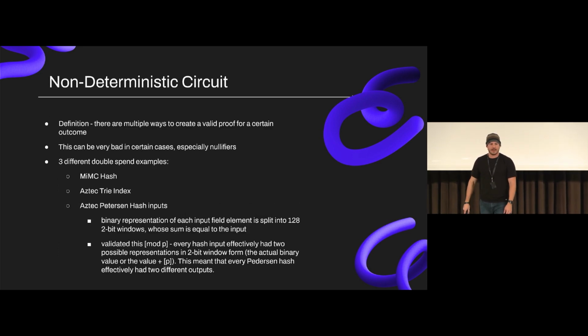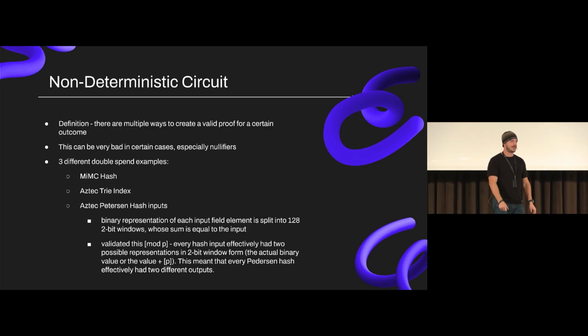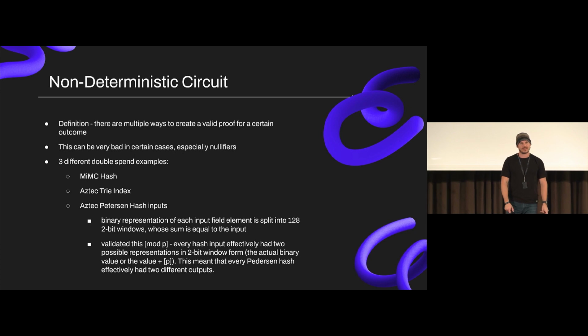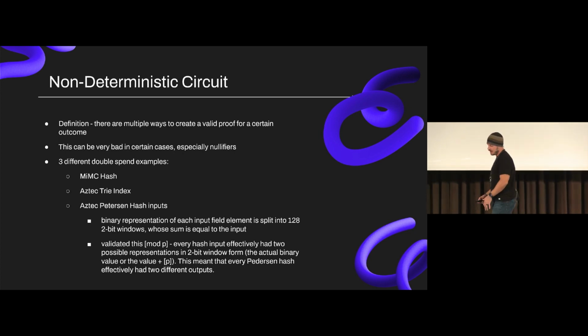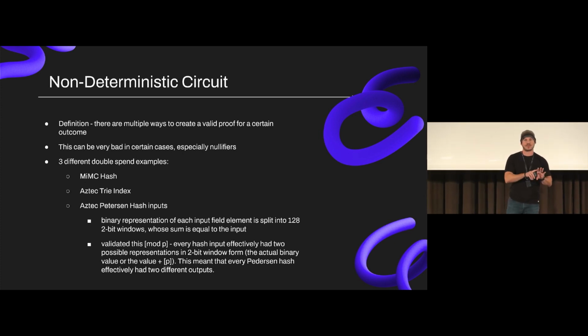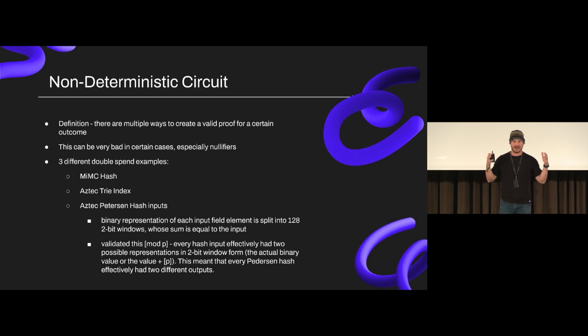Cool. Non-deterministic circuits. This is an interesting mental model as well, which I'll explain in a second. Basically, there are different ways to create a valid proof for a certain outcome. Good examples of this are the MiMC hash and the Aztec tree index. You can think of it as there's actually no input and output in a circuit. There's a Boolean yes or no for the verifier. There are technically inputs into the circuit, like the data you're putting in, but there's no directional flow. It's a system of nonlinear equations.